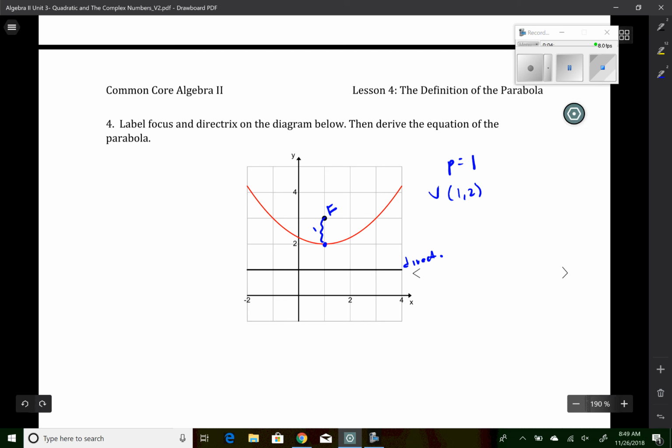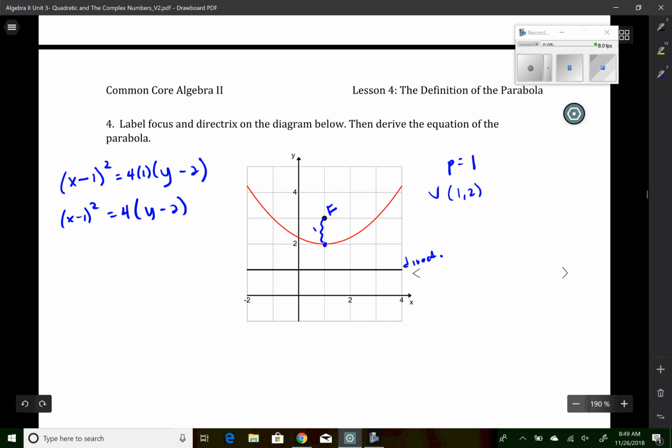So if the vertex is (1, 2) and the p-value is 1, I can say (x minus 1) squared is equal to 4 times 1 times (y minus 2). I'm just plugging back into that formula I had you write down in your book. So then this becomes (x minus 1) squared is equal to 4 times (y minus 2).